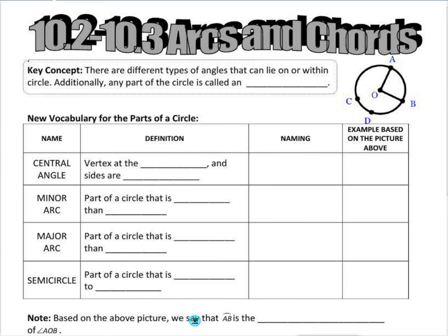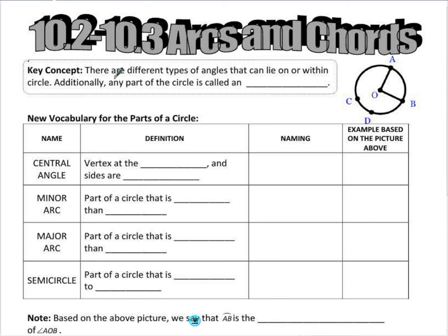So this is a video lesson on 10.2 and 10.3 in Chapter 10. It's going to talk mainly about arcs and chords with respect to circles. So let's go ahead and first lay out our first big vocabulary, which is arcs.